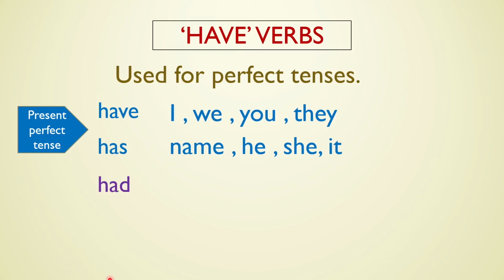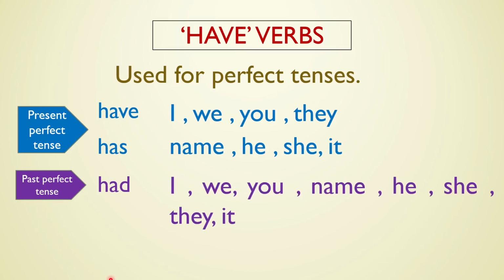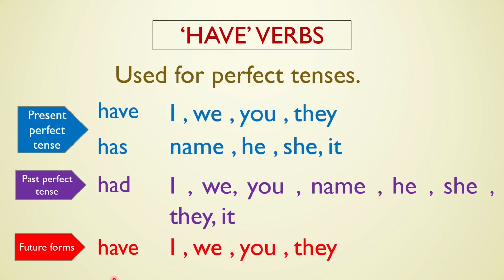And had. Had is used for past perfect tense. We use had with I, we, you, any person's name, he, she, they, it. That means with any kind of subject or any kind of pronoun or person, we can use had. Have is also used as future forms. And we can use I, we, you, they with have.